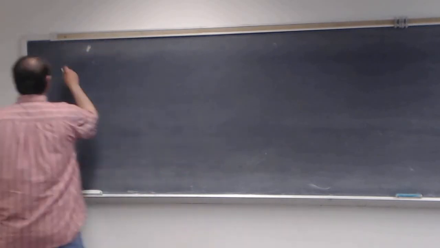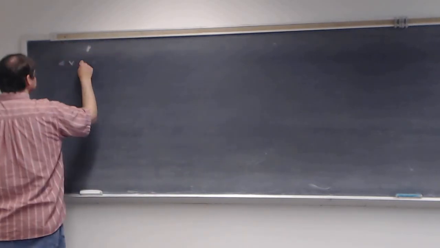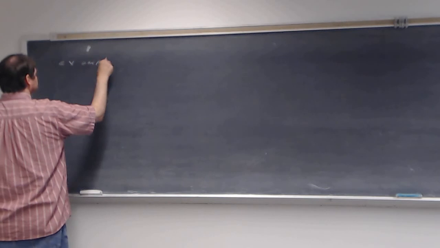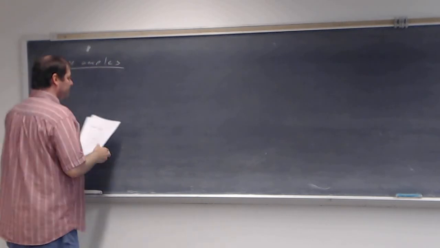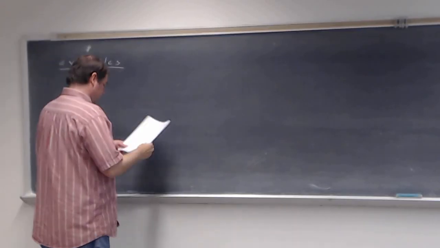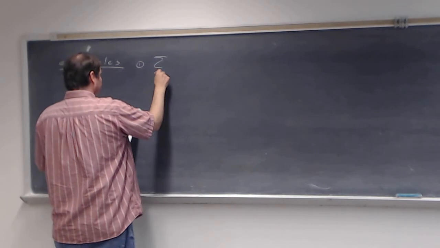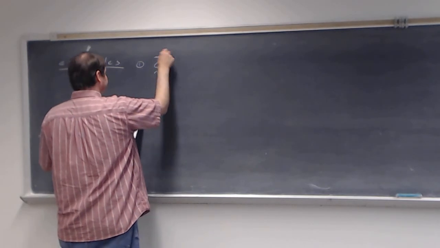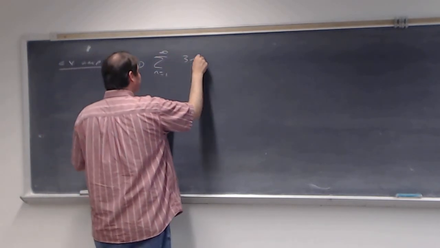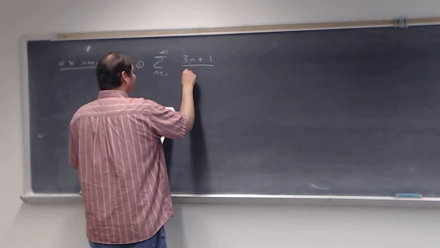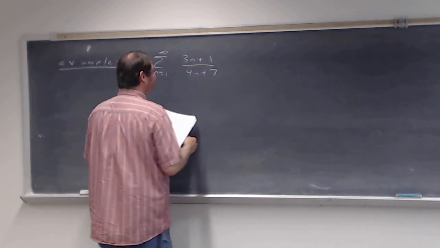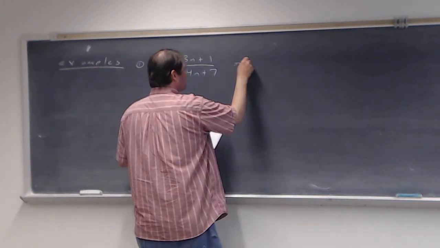So here's a collection of examples of series, and we're going to test whether they converge or diverge. The first one I want to look at is the sum as n runs from 1 to infinity of 3 to the n plus 1 over 4 to the n plus 7. And the question is, does this converge or diverge?